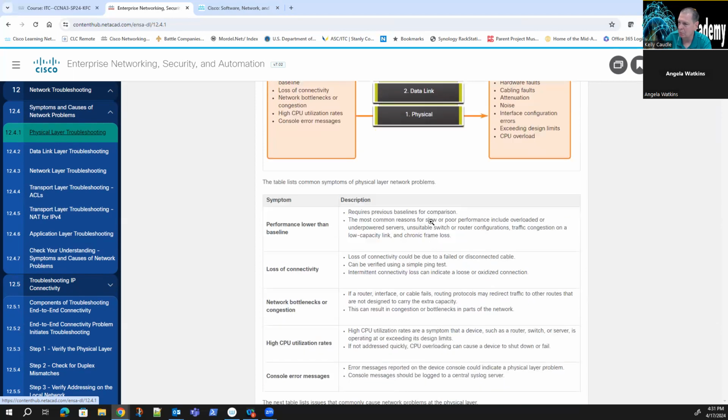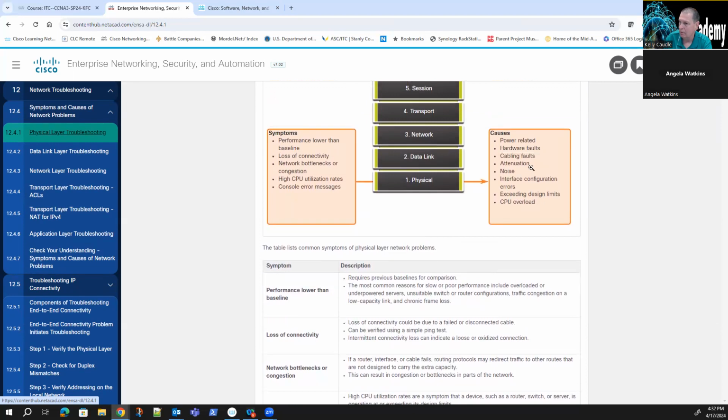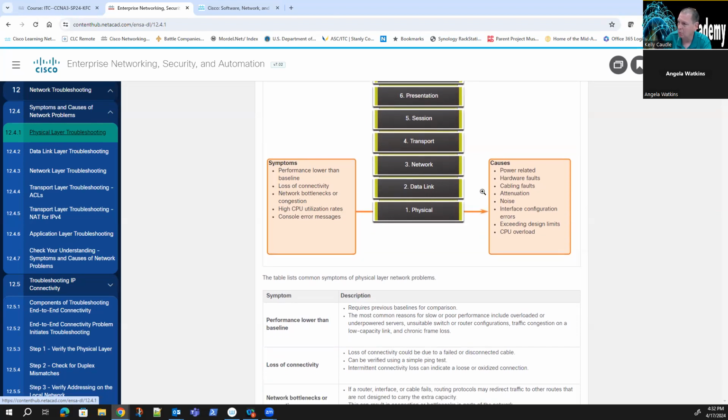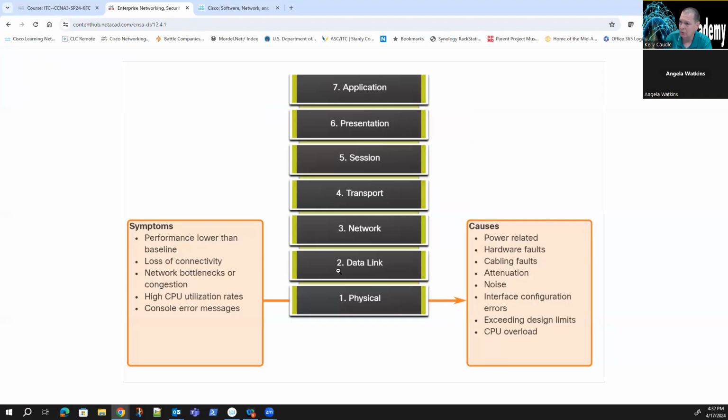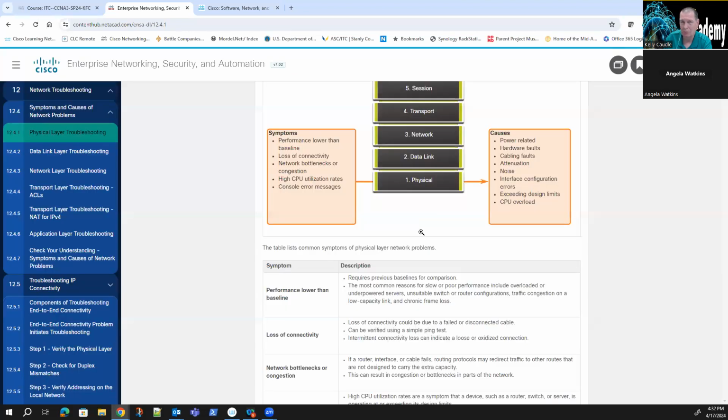Physical layer problems typically are obviously cable issues. It could be that you've accidentally run the cable too far for your environment. Most times though, once the cable's in place and working, unless something crazy happens, you don't have a whole lot of issues with it.